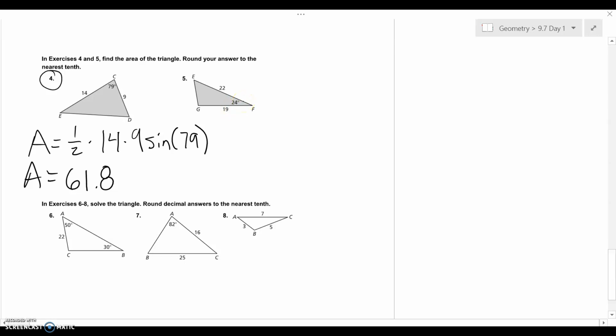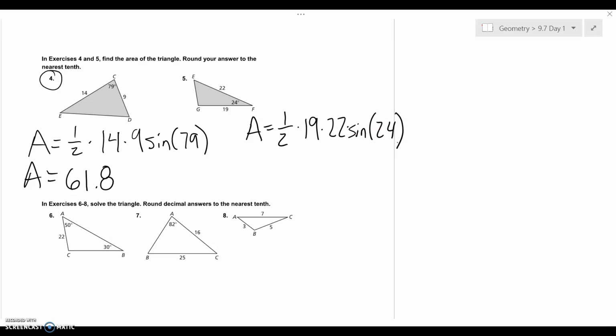So on number 5, let's try it again. So we've got area equals half times 19 times 22 times the sine of 24. And again, I'm not going to do that separately. I'm going to plug the whole thing into the calculator. And the only difference is, instead of the half, I'm just going to put it in as a 0.5.